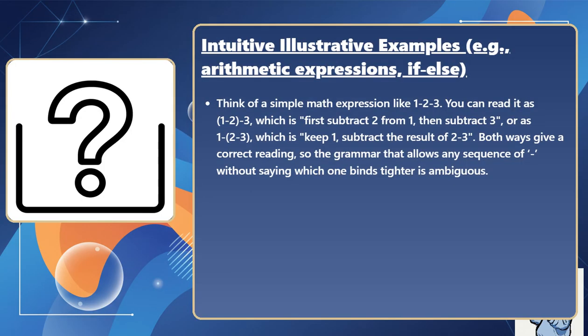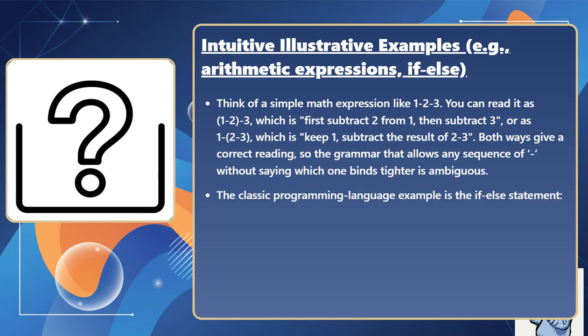Think of a simple math expression like 1 - 2 - 3. You can read it as (1 - 2) - 3, which is first subtract 2 from 1, then subtract 3, or as 1 - (2 - 3), which is keep 1, subtract the result of 2 - 3. Both ways give a correct reading, so the grammar that allows any sequence of minus without saying which one binds tighter is ambiguous.